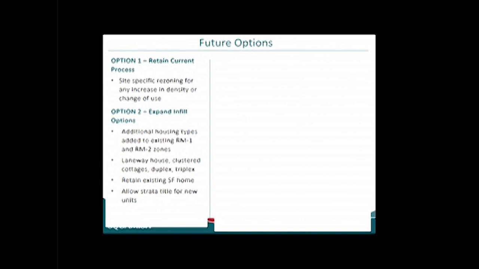Option 2 is looking at expanding the infill options. Right now in the RM1 and RM2 zones, you can only do townhouses and not much else. You can't do any of the infill types that are permitted in some of the single-family zones. So you can do duplexes already. But some of these other options, like laneway houses, cottages, might allow you to retain the existing single-family home. And one of the things along with this option that we're going to explore as the City of Vancouver goes down this road is looking at whether strata titling could be allowed for the new units, and whether that might be an incentive for someone to keep their home and reuse the property a bit more intensively is what option 2 is about.